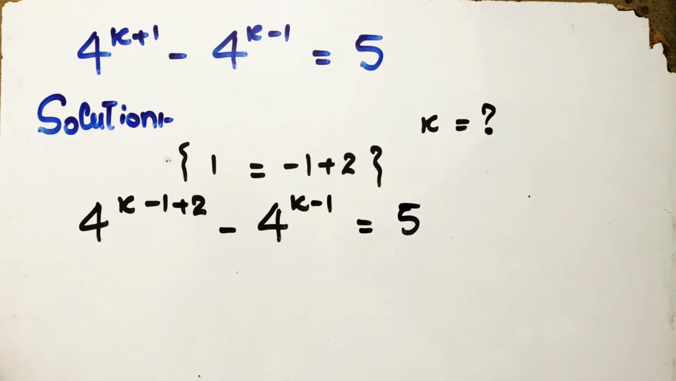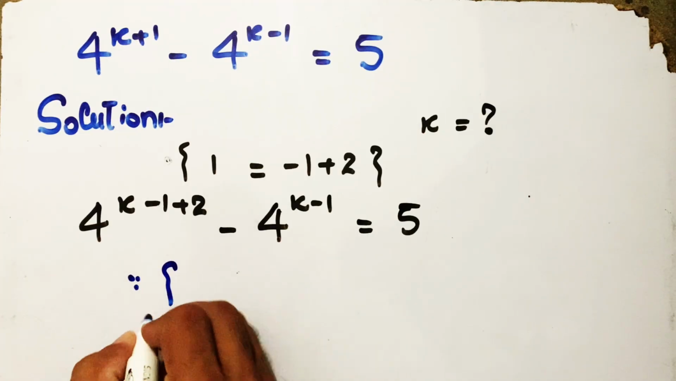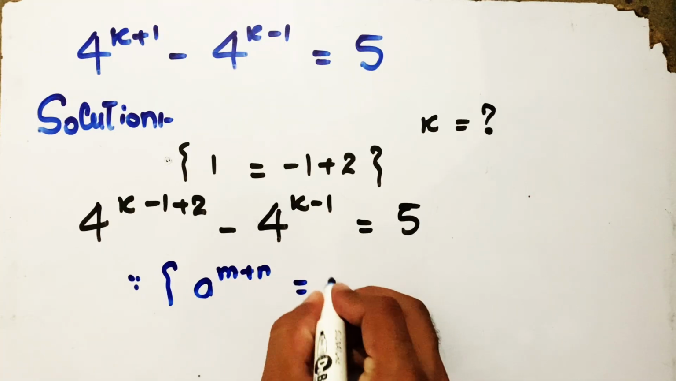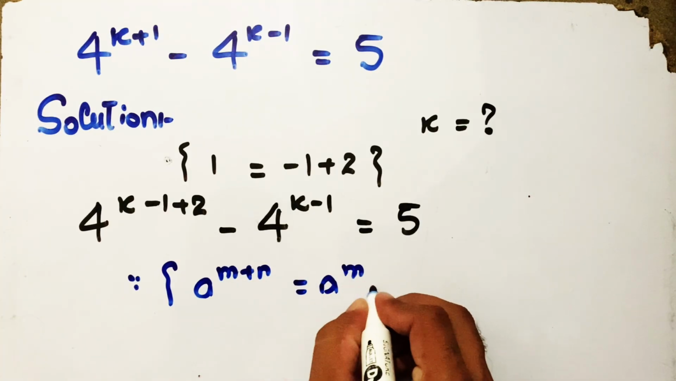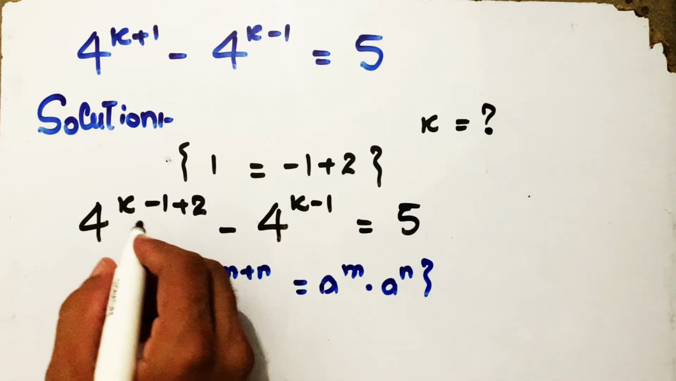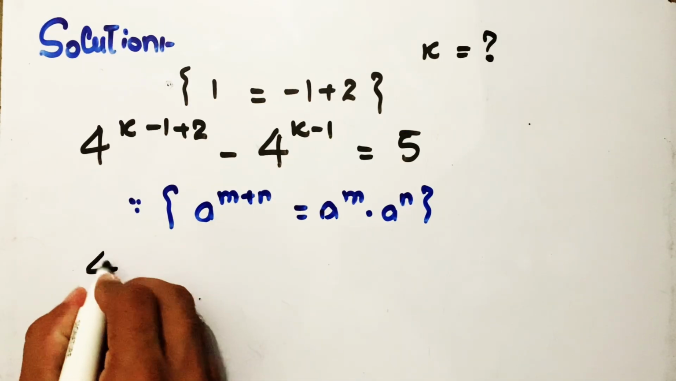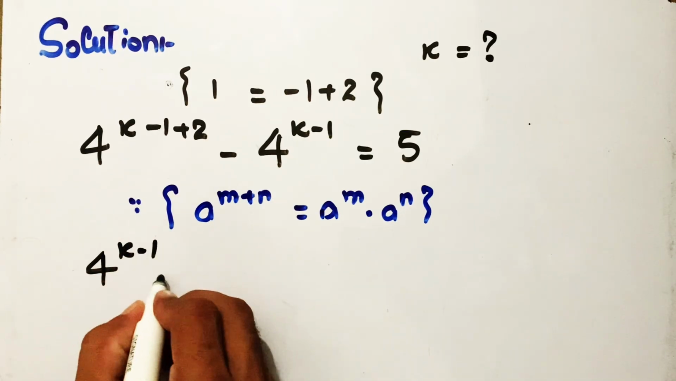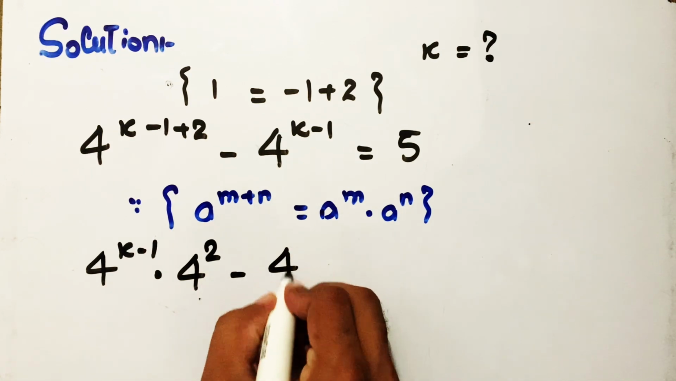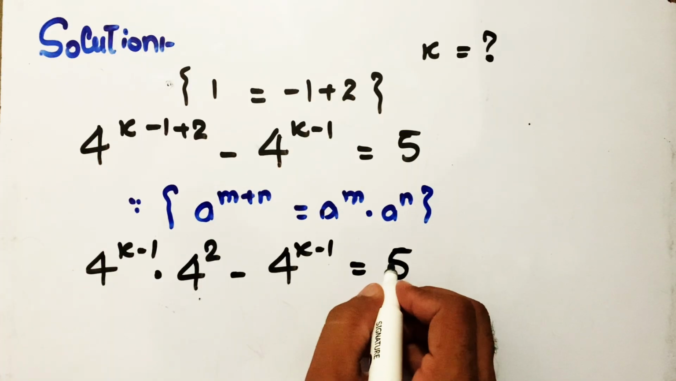Now I'm using the product of power rule. The product of power rule means that a to the power of m plus n can be separated into a to the power of m times a to the power of n. So our equation will look like 4 to the power of x minus 1 times 4 to the power of 2, minus 4 to the power of x minus 1, equals 5.